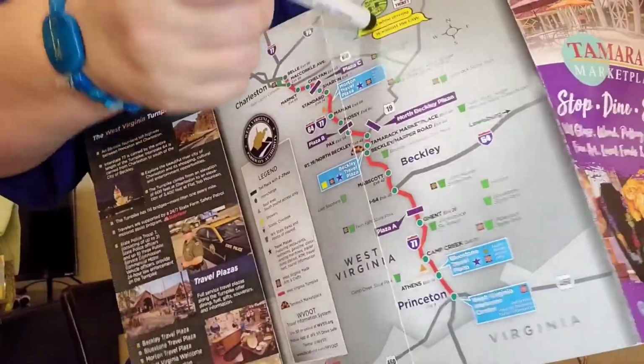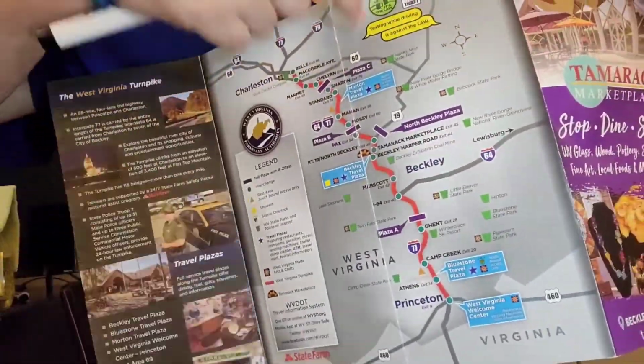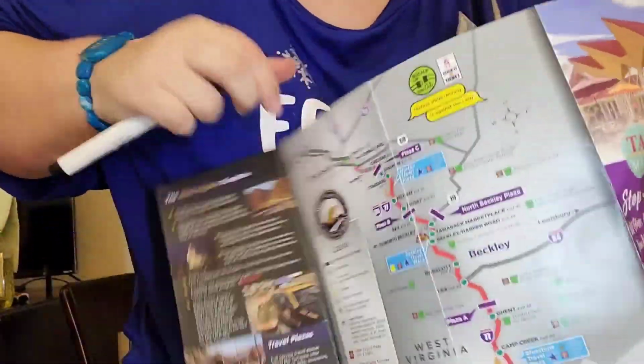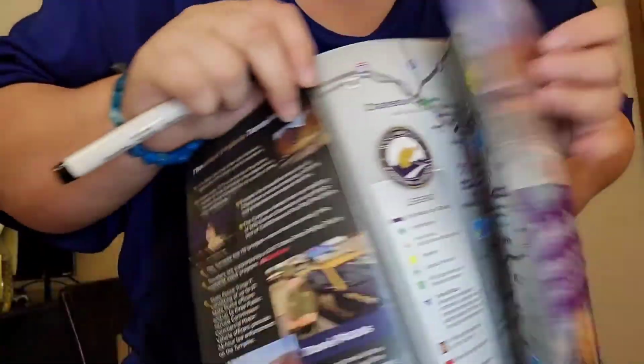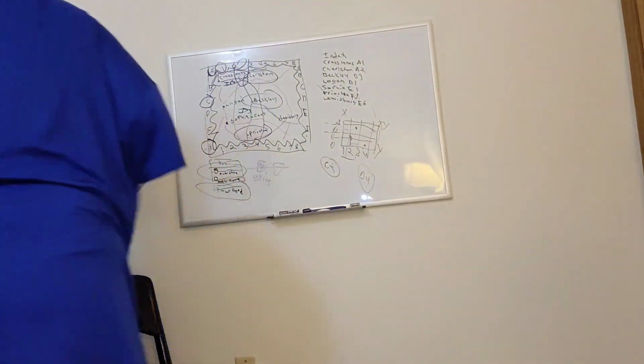See that? It gives you all the plazas, and if you want a more precise breakdown of the specific route, they sometimes make maps specifically for that. But this is an atlas map. This is a more specific map. But I hope this all makes sense to y'all.